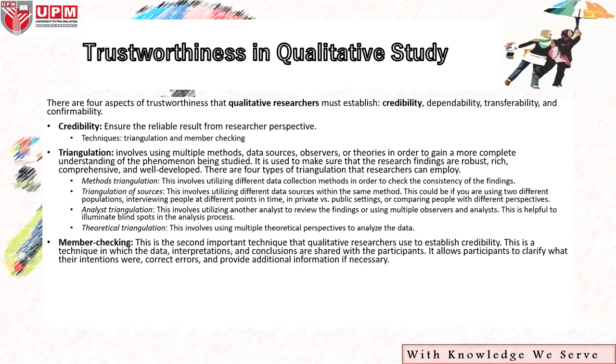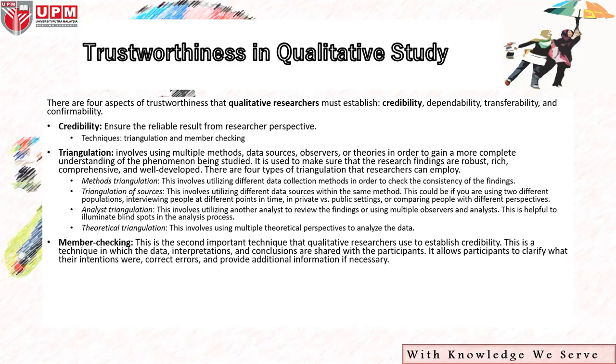Next one, triangulation of sources. This involves utilizing different data sources within the same method. This could be if you are using 2 different populations, interviewing people at different points in time, in private versus public settings, or comparing people with different perspectives. So this is a big study, the triangulation of sources. Usually methods triangulation is already enough for a qualitative study.